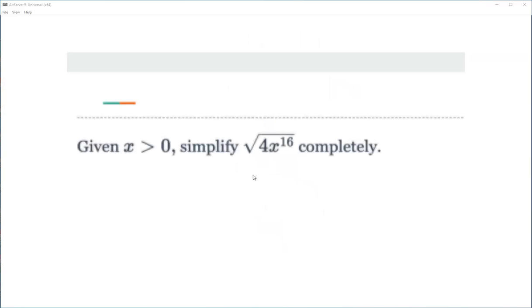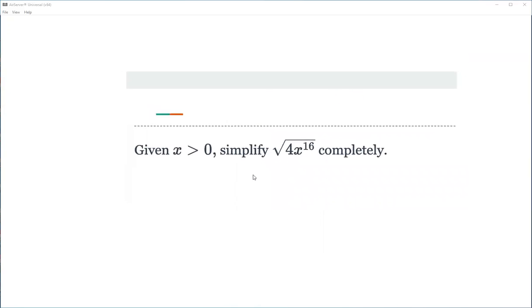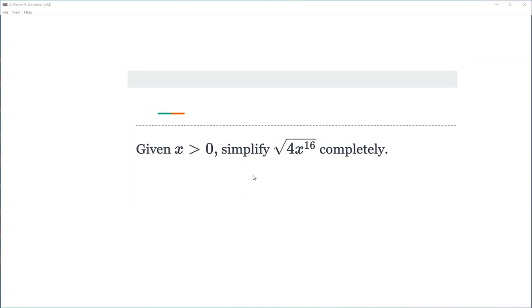Next, simplify completely. You kind of ignore this a little bit. This is just kind of stating that x can't be a negative number. I mean, it's important, but just pretty much directly solve this out. So it'll be radical 4 radical x to the 16th power. This is 2x to the 8th power.